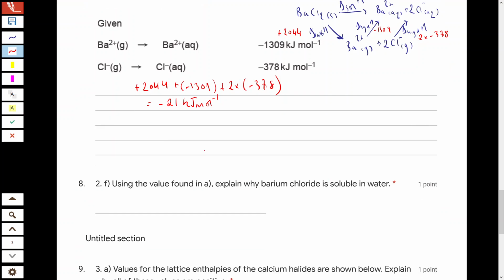2F, using the value found in A, explain why barium chloride is soluble in water. Now this one was tricky to answer if you didn't get the correct value for the previous part. The key idea is the sign of that value. For something to be favourable for dissolving, generally you're looking for an exothermic value. We do talk in the notes about how some endothermic ones can be favourable, but generally you're looking for exothermic. So it's as simple as saying that the enthalpy of solution value is negative, or you could say exothermic. That's pretty much all you need to say for that one.